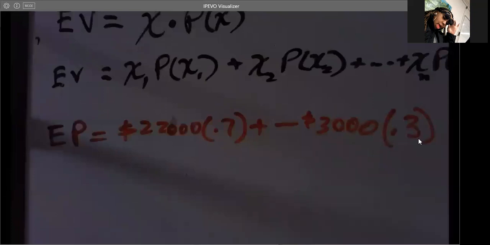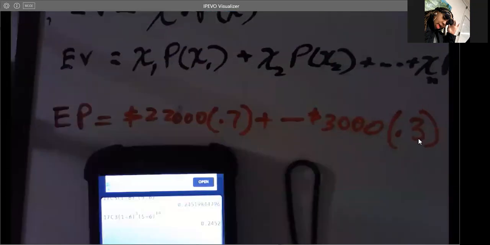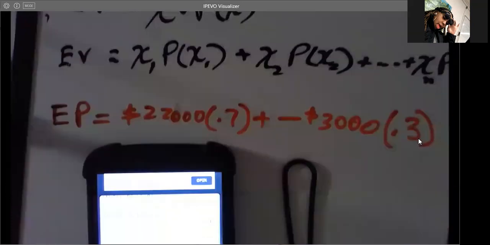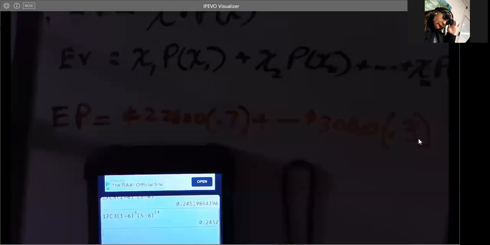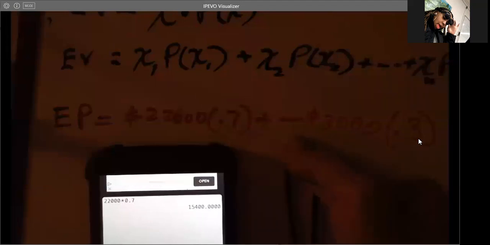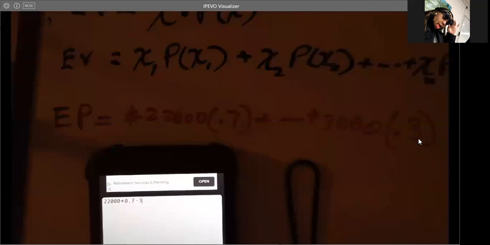Okay. So let's go to our calculator and dim this a little bit so you can see it. All right. So we clear that, and you're going to put 22,000 times 0.7. And then you don't have to put plus negative, right? You can just hit minus 3,000 times 0.3. And you hit enter.